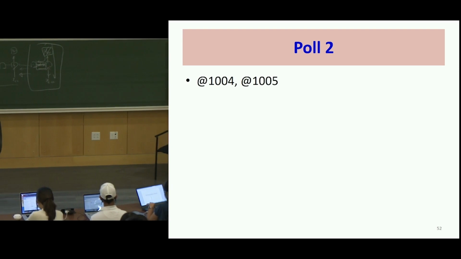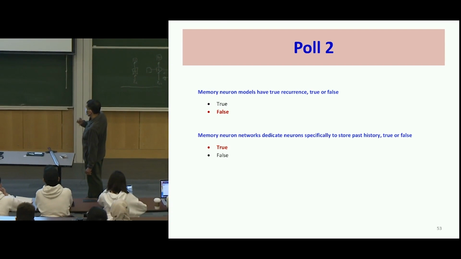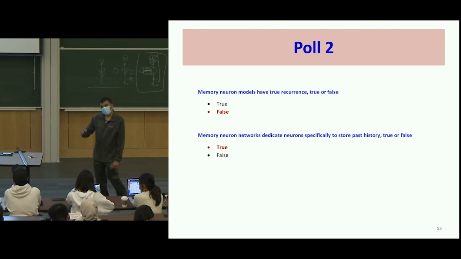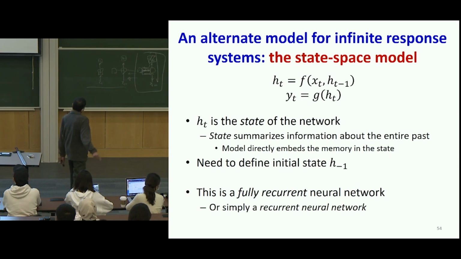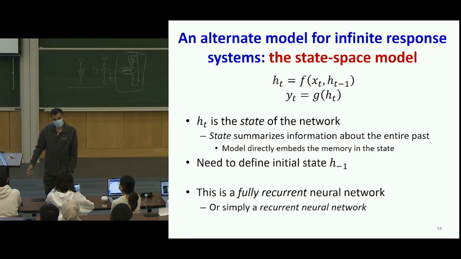Okay. So memory neuron models do not have true recurrence. They do dedicate neurons specifically to store past history, right? Regardless of whether it's the Jordan network or the Elman network. But then, going back to the question that, was it Kunal who asked? What is the point of slicing these things? Obviously, it doesn't make sense to clone the hidden state and slice it. Why don't we just merge it, right?